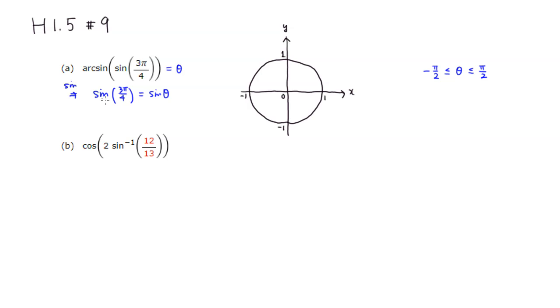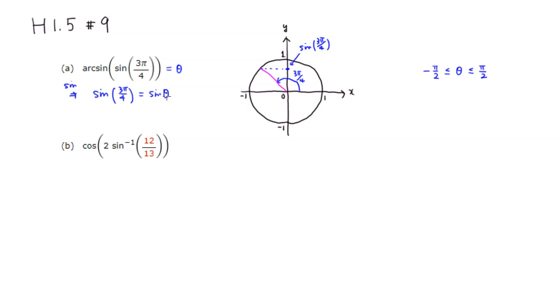For sine of 3 pi over 4, let's see, this is going to be pi over 4, and 2 pi over 4, 3 pi over 4. So this is 3 pi over 4, and it goes right up here. The value right there is the sine of 3 pi over 4.